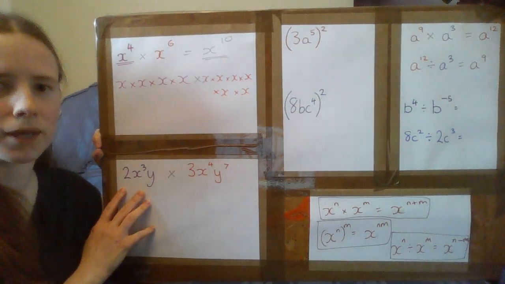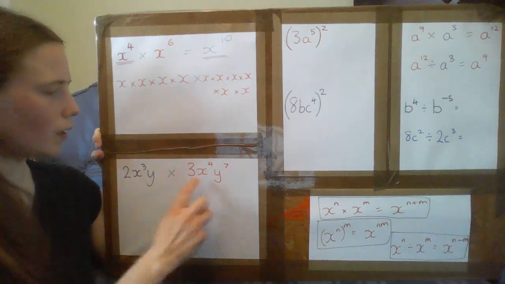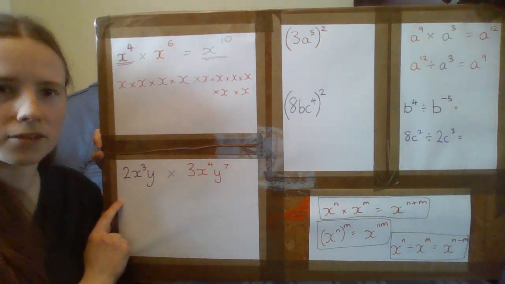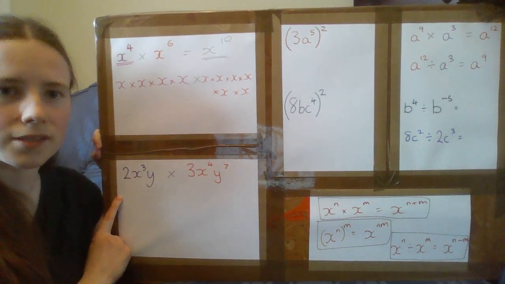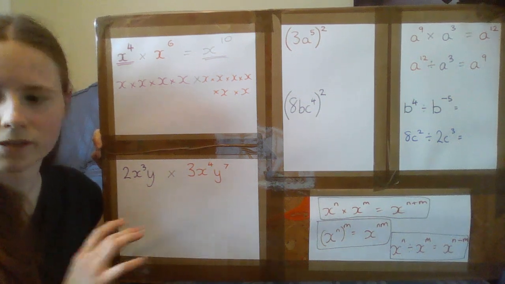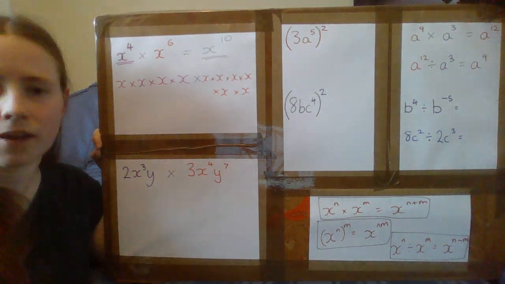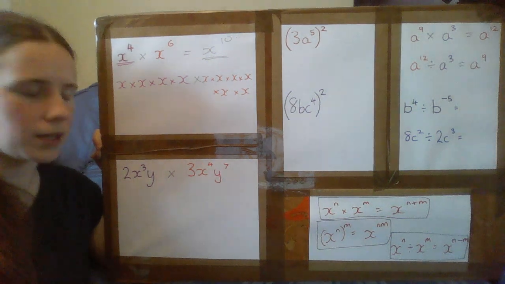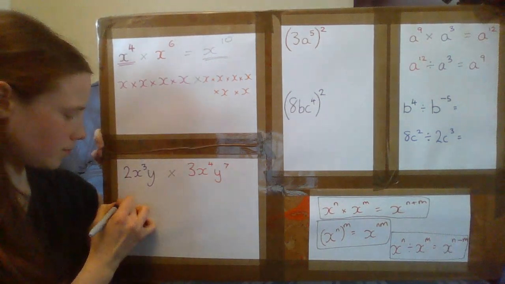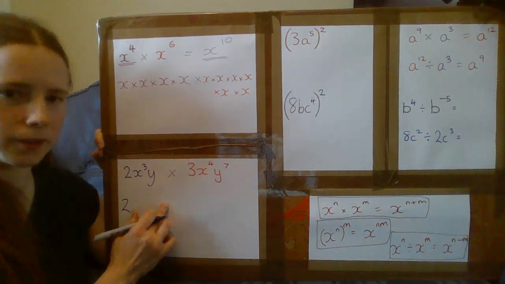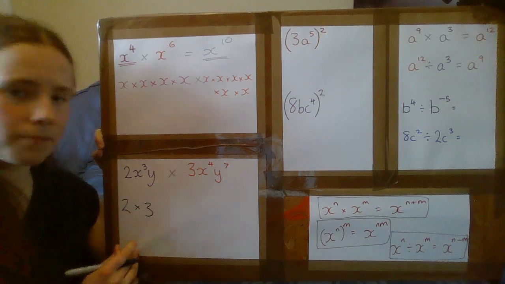Right, here's a slightly more complicated example because I've got more than one letter and I've got some numbers going in as well. The way I'm going to do this is I'm going to break it up and reorder it. The first thing I'm going to write in are the numbers. So I'm going to take the 2 from this one and the 3 from this one. So I've got 2 times 3.